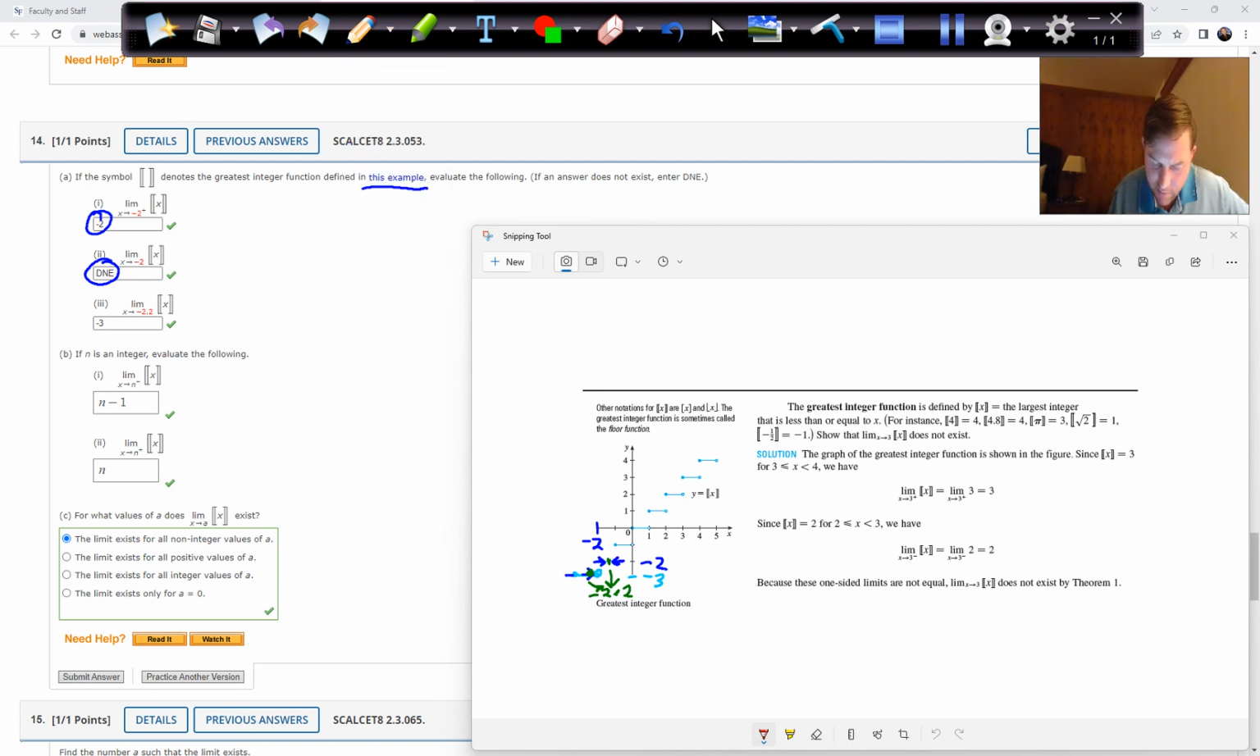From the left, you're on this line. From the right, you're on this line, and it's actually approaching -3. They're both on the -3 line. So it'd be -3 is the limit.